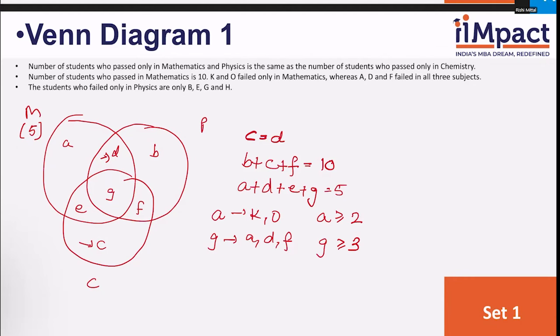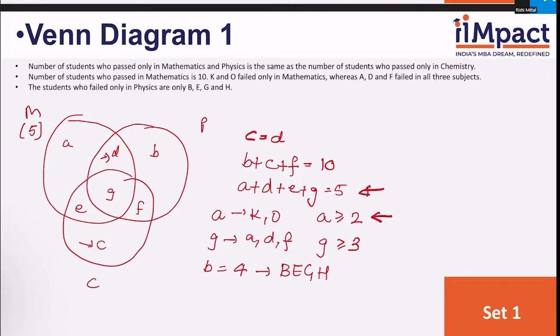Cool. What does the last clue tell me? The number of students who failed only in physics are only B, E, G, and H. That means I have been clearly told that B is equal to 4 and that includes B, E, G, and H. Okay, great. What else can we derive? Now guys, what we figured out here was A plus D plus E plus G is equal to 5.